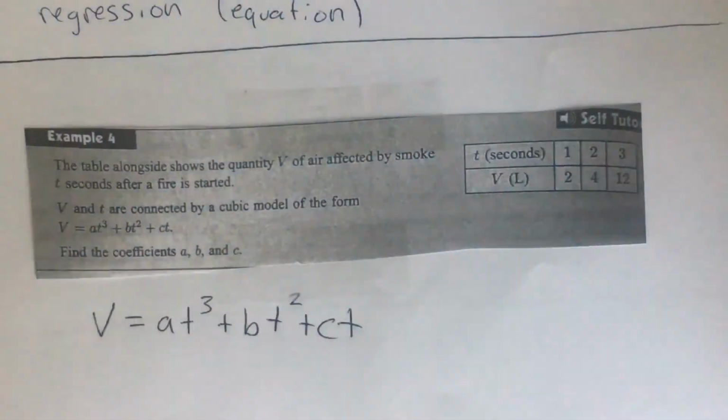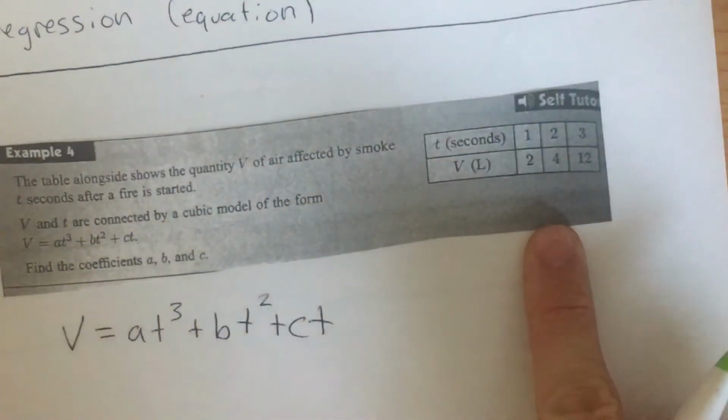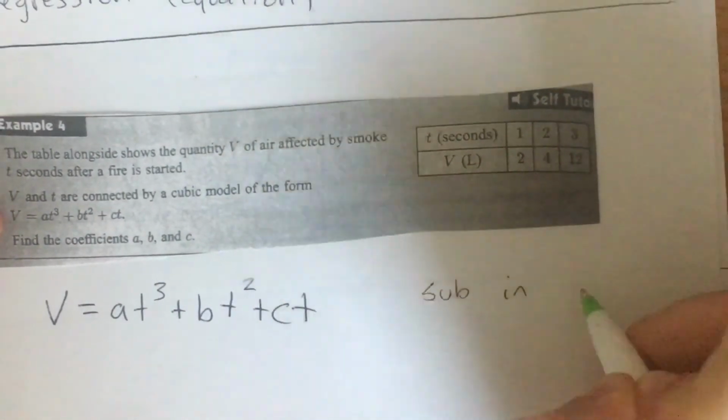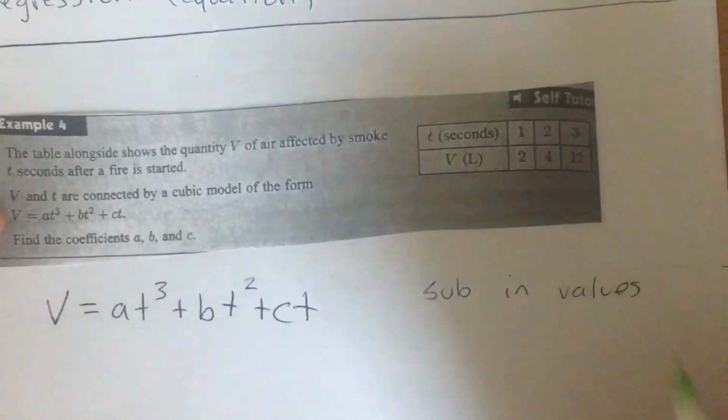So if we know the general model that something's supposed to follow, and we've got some data points, we can write an equation to do so. So all we're going to do is try to write an equation to do this using these data points. So what we're going to do is sub in these values here to do that.